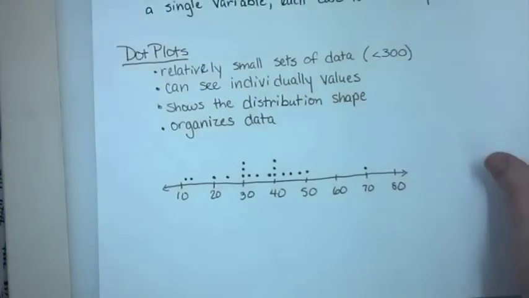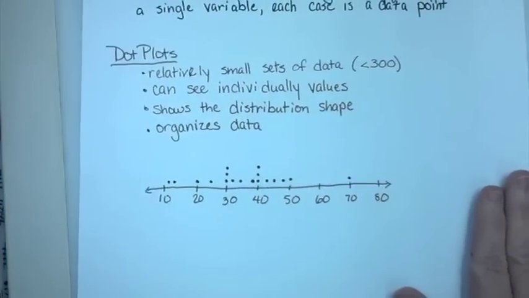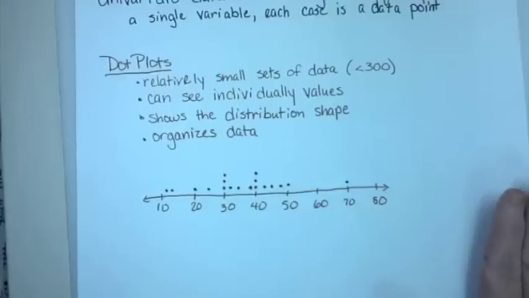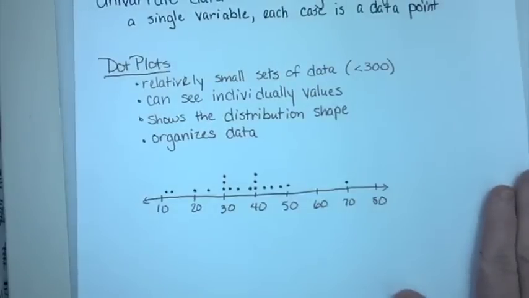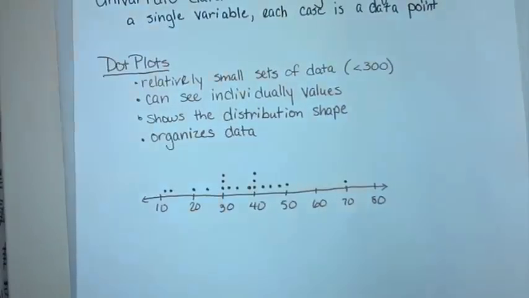Okay, we will be looking mostly right now, actually for this whole chapter, at univariate data. And that's data that measures the frequency of just one single variable. And as we've talked about before, we've got cases, and the cases are the things that we're measuring, and the data points are what we measured.